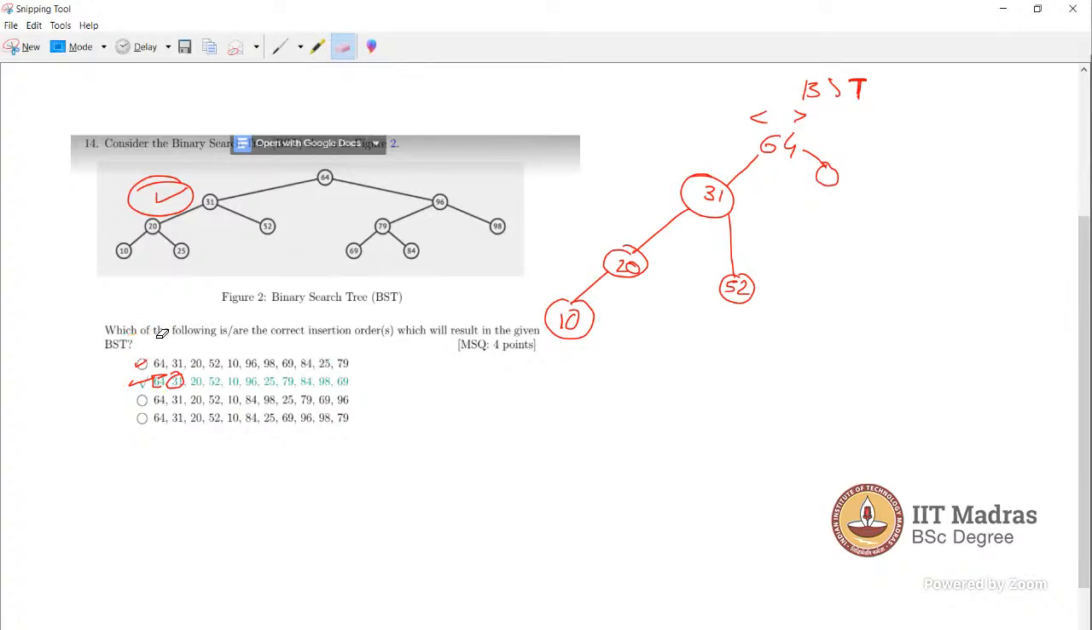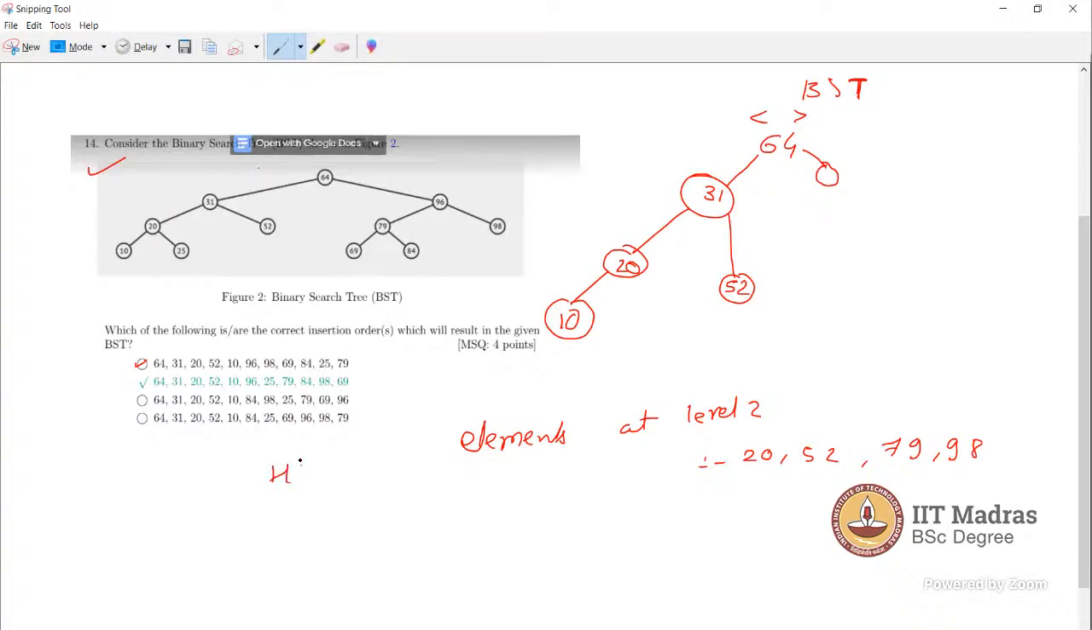Just one question here. What are the elements at level 2? Elements at level 2: 20, 52, 79, 98. Yes, 79 and 98, right? And what is the height of this tree? Height of the tree is 3. 1, 2, 3. Yes, height is 3. Right. So this is the simple concept.